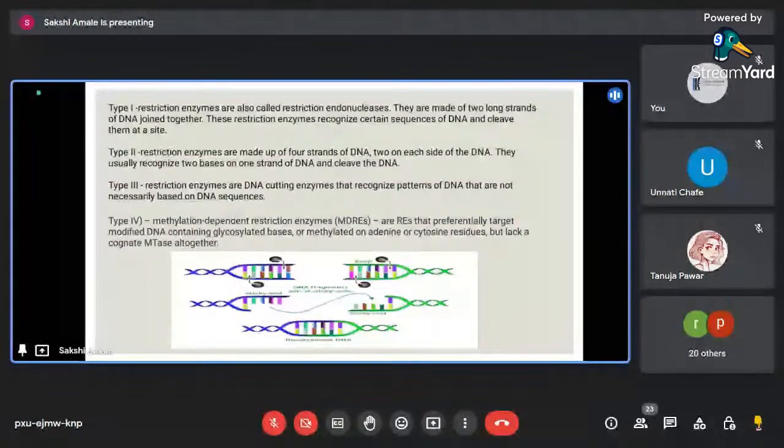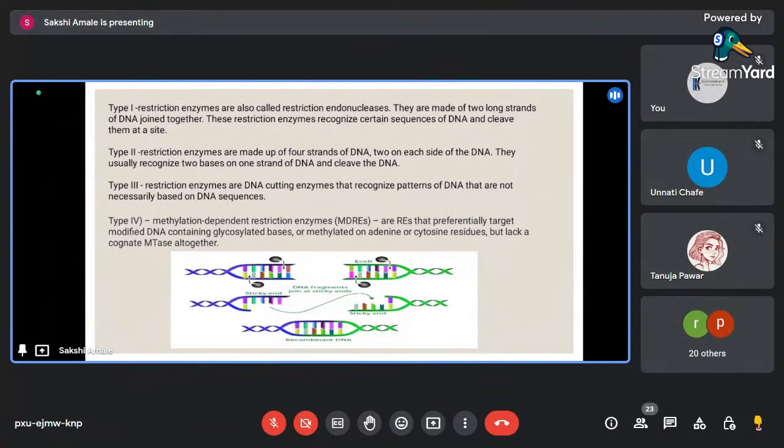Type 3 restriction enzymes are DNA cutting enzymes that recognize patterns of DNA that are not necessarily based on DNA sequence. And type 4 is methylation-dependent restriction enzymes. MDRs are REs that preferentially target modified DNA containing glycosylated bases or methylated adenine or cytosine residues but lack a cognate methyltransferase altogether.